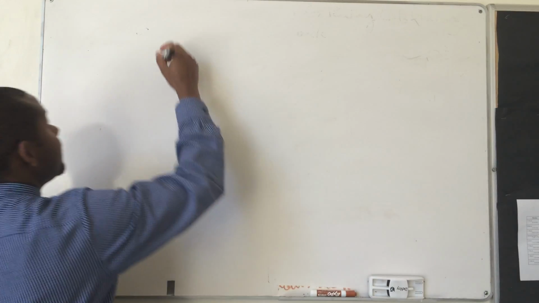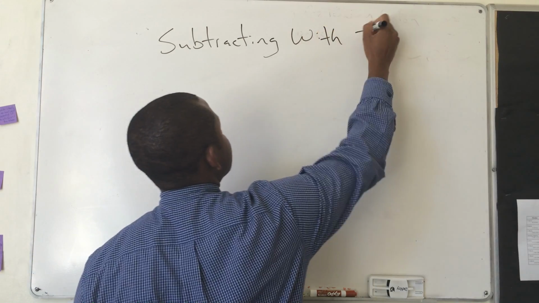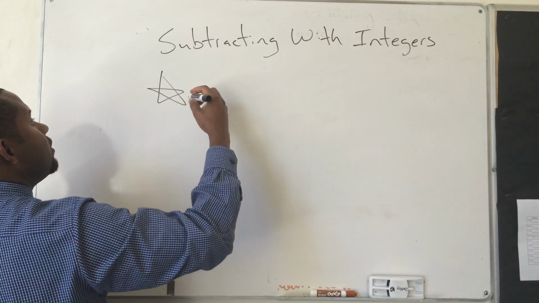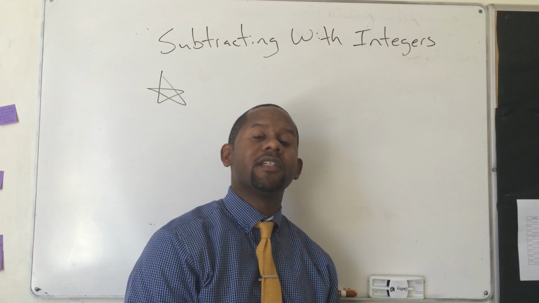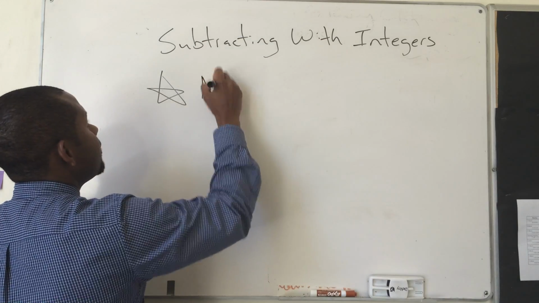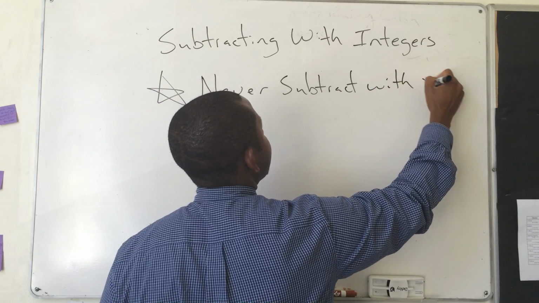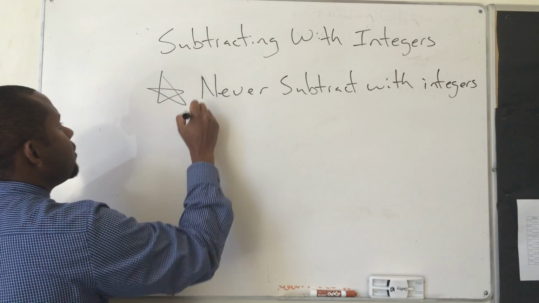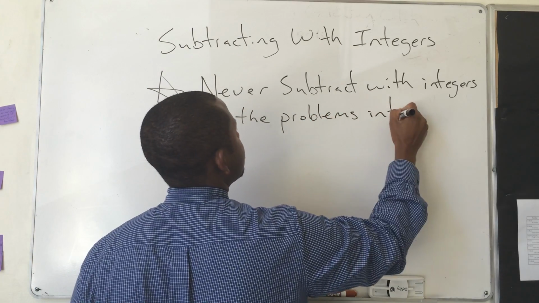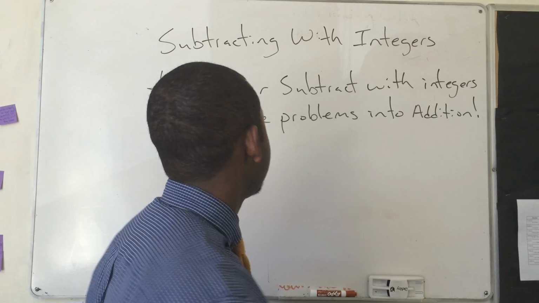Now the next part we need is subtracting with integers, okay? And there's a key to subtracting with integers. The key is you never, ever really want to subtract with integers, okay? So, never subtract with integers. Turn the problems into addition. You're going to turn any of these subtraction problems into addition, okay?